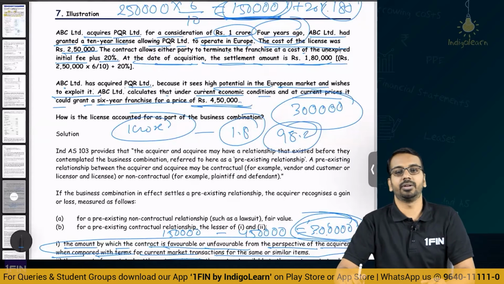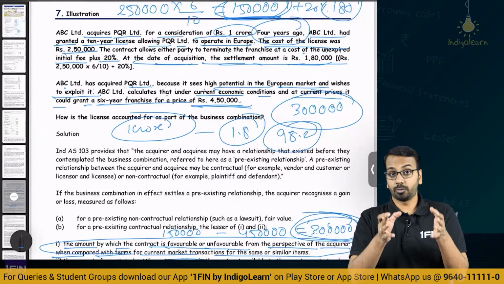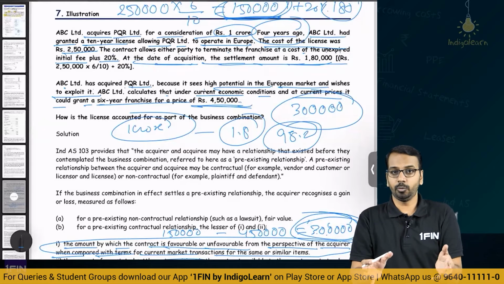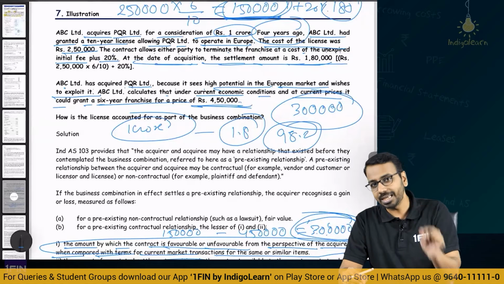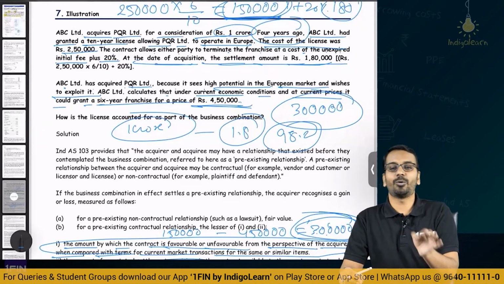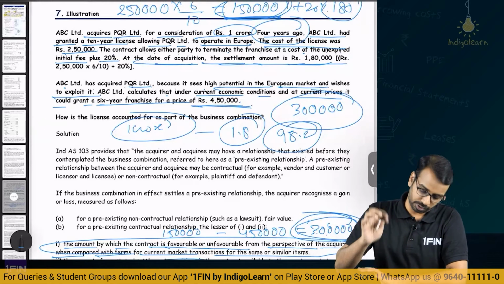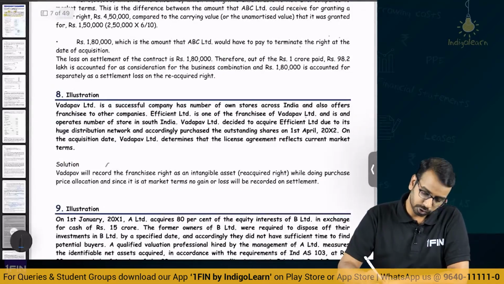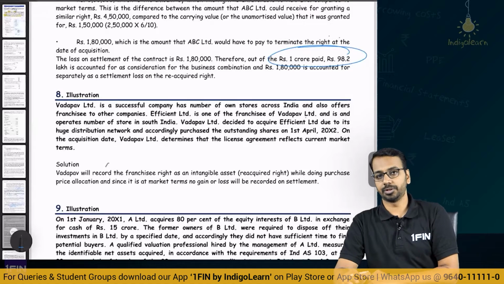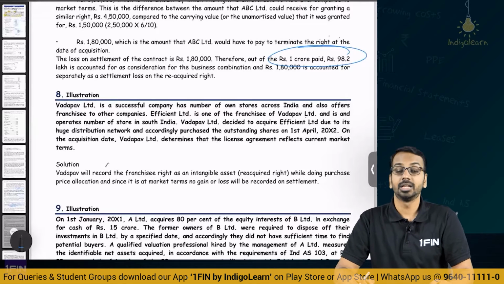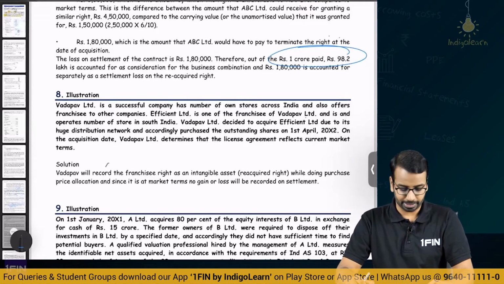So, in the examination when you have to calculate, what you have to do is take the lower of the two values. That amount is the settlement amount, the amount we are paying to settle the existing contract, and the balance amount is our purchase consideration. That is one thing you have to keep in mind. So, if 1 crore is paid, 98.2 lakhs is accounted as consideration for business combination, and the balance is accounted for as settlement of the existing contract.